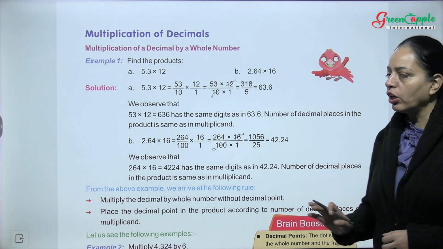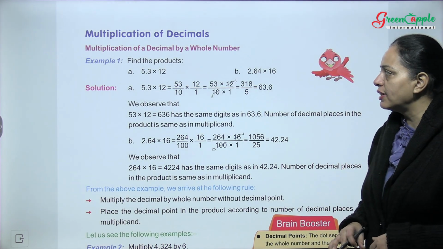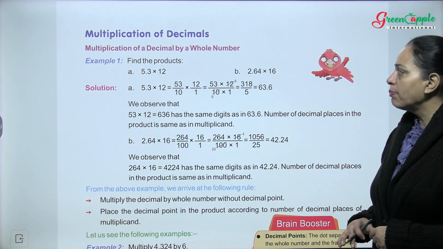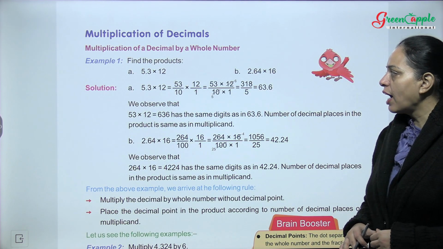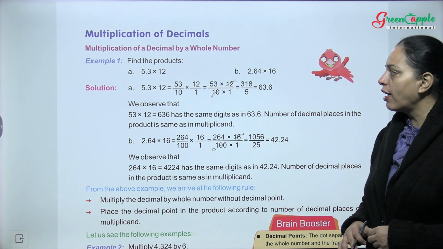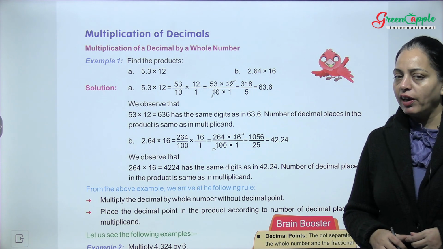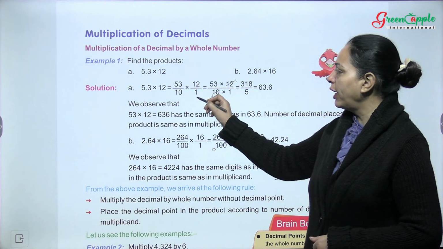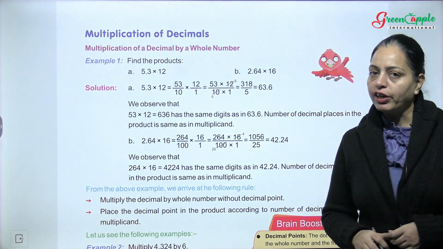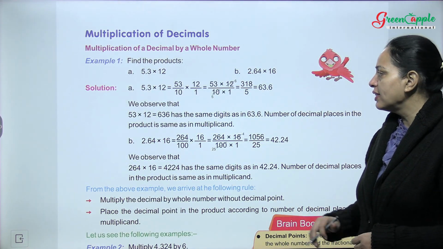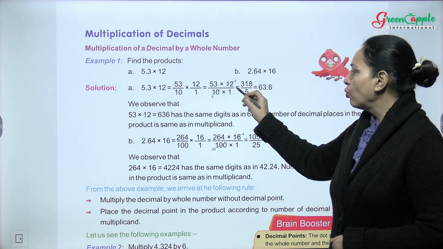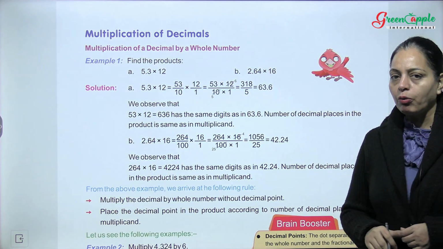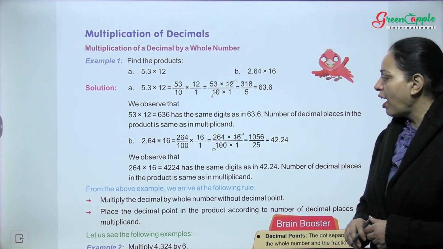Now the next we are talking about multiplication of decimals. So multiplication of a decimal by a whole number. Example 1, find the product. A part, 5.3 multiplied by 12. So what to do? Just remove the decimal, 53 upon 10 multiplied by 12. If we can cancel the number, we can cancel it. Cut it by 2. So we are getting 318 upon 5. So this is the answer.